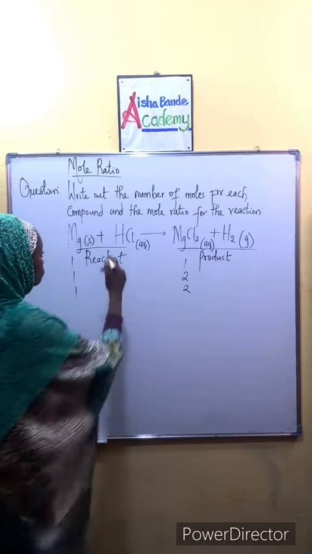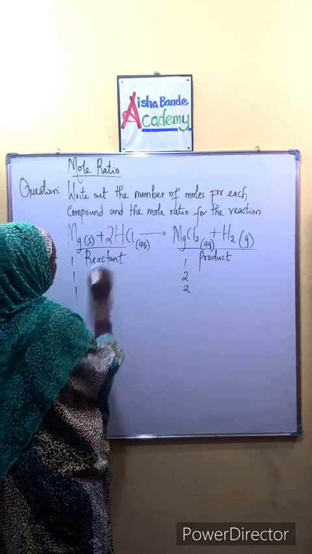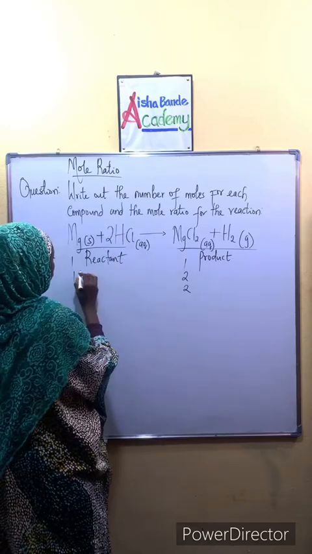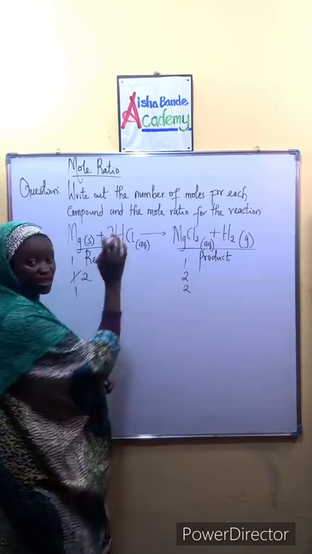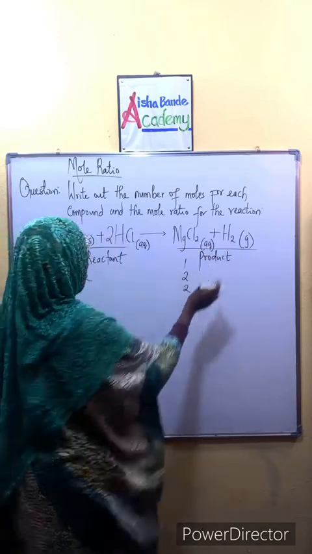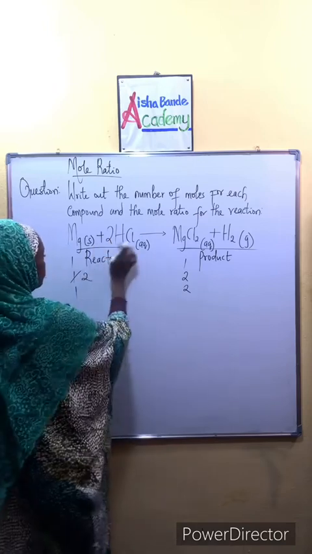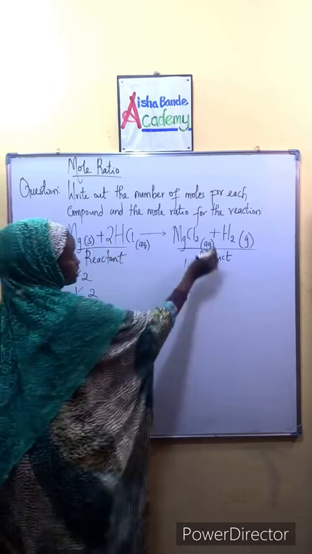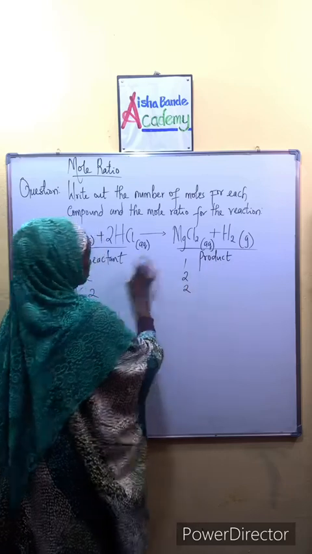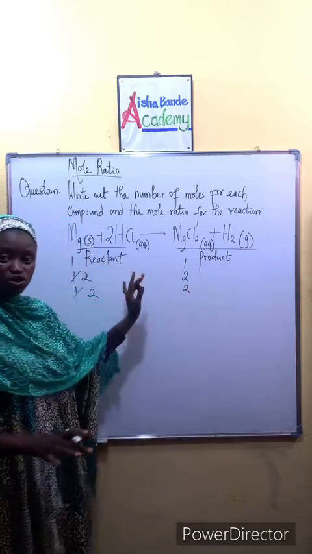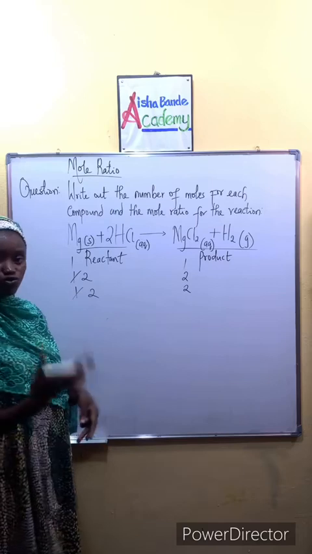So let's balance it. If you add a 2 here, this makes hydrogen here become 2. So hydrogen is 2 at the reactant side and also 2 at the product. Looking at chlorine, chlorine here is now 2 because this 2 affects the chlorine. So chlorine here is 2 and chlorine here also is 2. That means all the elements in this chemical equation are balanced. So now we can move on, okay?